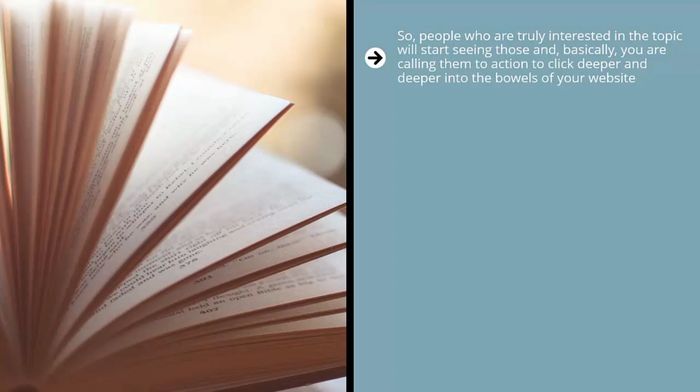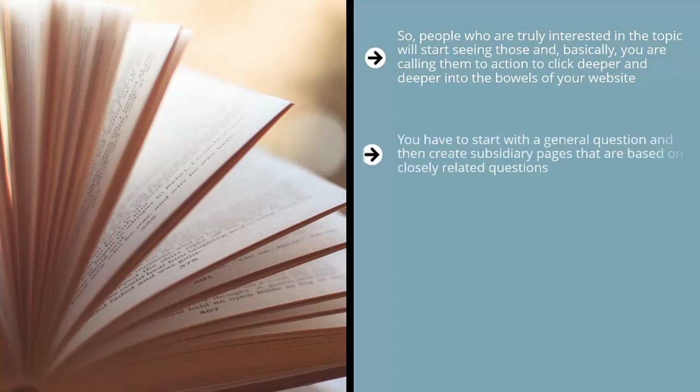Compare this to just random interlinking where you go from one page to another regular page, which may not be all that related. You're not going to be building authority. People are just going to bounce out of that page because that's not the information they're looking for. You have to start with a general question and then create subsidiary pages that are based on closely related questions, and this maintains the interest of the person and then actually amplifies their desire for a specific product or solution later on. That's how you build trust and credibility at the same time.